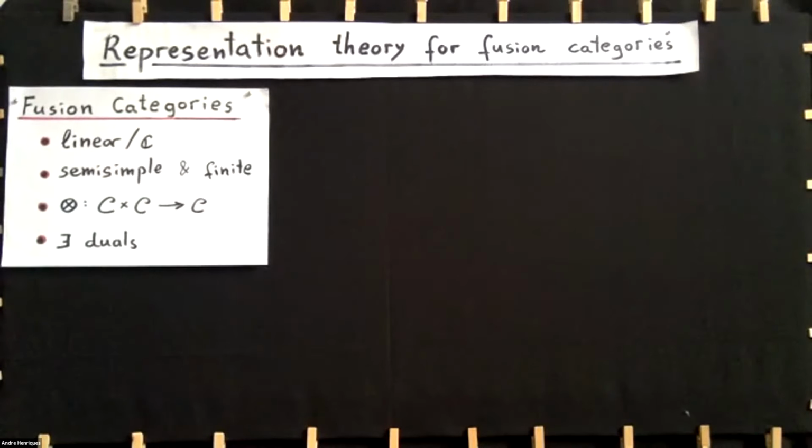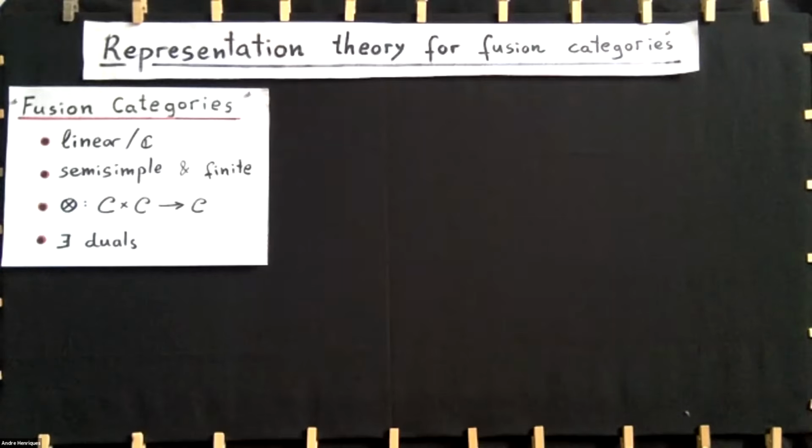A fusion category is a category which is a linear category, which I will always take to be over the complex numbers. And it is semi-simple with finitely many simple objects. So every object is a finite direct sum of simples. And up to isomorphism, there's only finitely many simples. A typical example of such a thing that you all know of is the category of representations of a finite group. There's finitely many irreducible representations. These are the simples, and every representation is a sum of those.